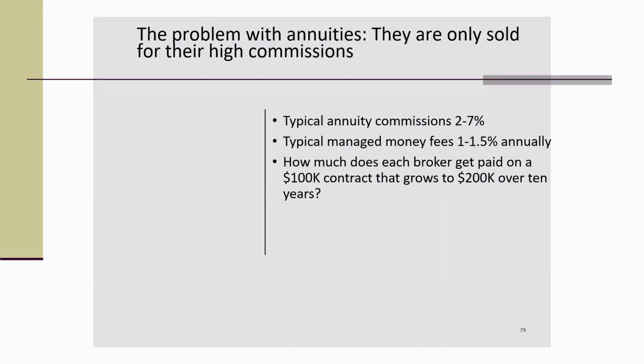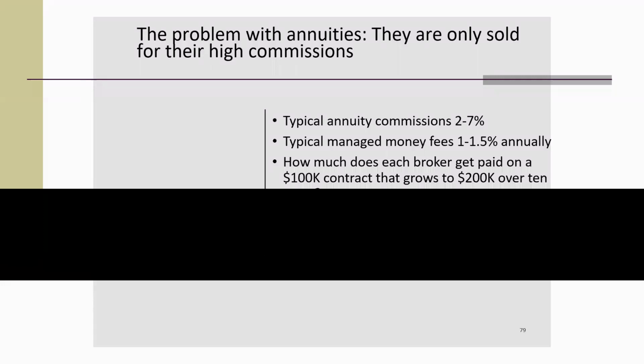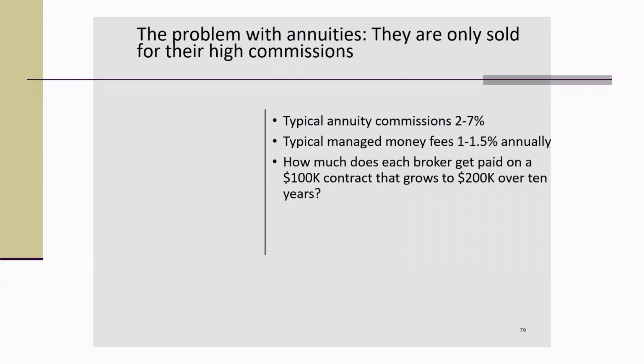On the other hand, if you are working with an investment advisor who is charging you annual fees for managing that portfolio, those fees can vary anywhere from 1 to 1.5% a year. So as an example, let's say that you purchased an annuity on the one hand, and on the other hand, you purchased a portfolio from an investment advisor, and each of those contracts grows by about 7% over a 10-year period, from $100,000 to $200,000. How much would you have paid in each of those scenarios? Well, assuming a 7% commission, that annuity agent is going to earn 7%.